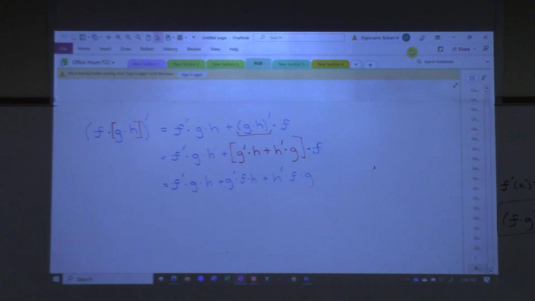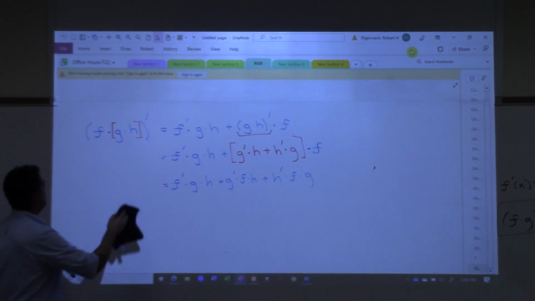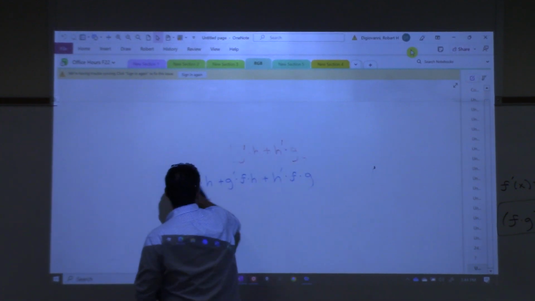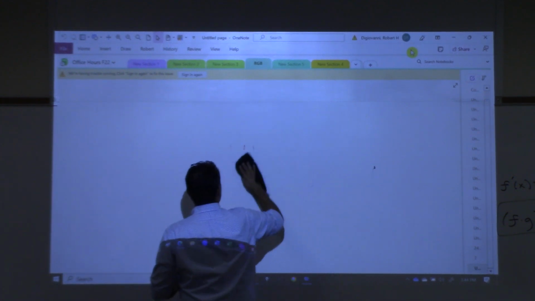This is a problem out of your textbook, so I wanted to at least address it, like it's in the book. So let me show you a specific example with specific values of f, g, and h. It's like 3 different functions.